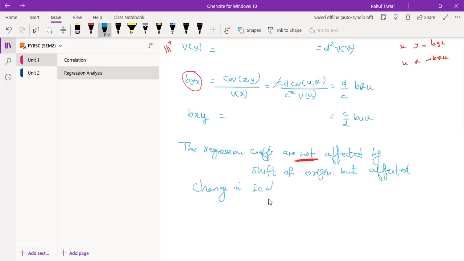And what is the scale? Bxy is equal to E upon C into regression coefficient V on. So these are the concepts we have to always take.